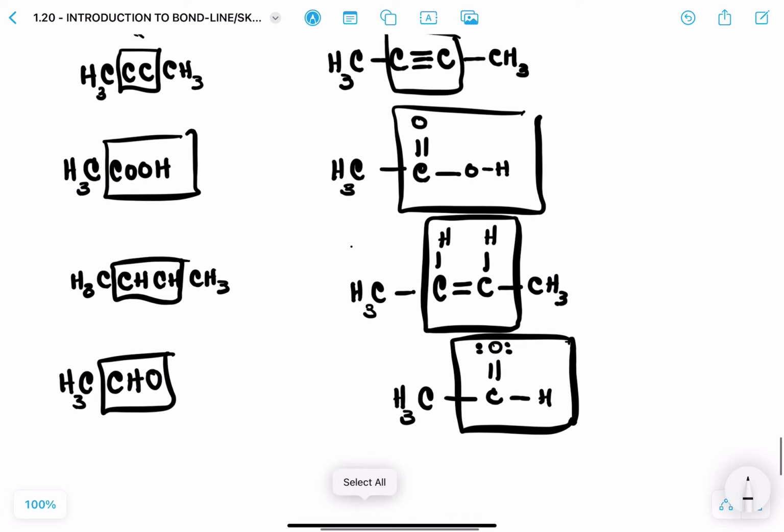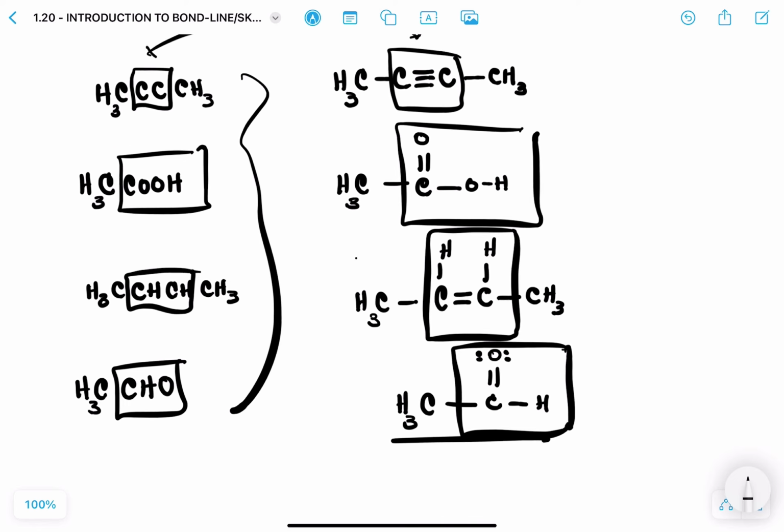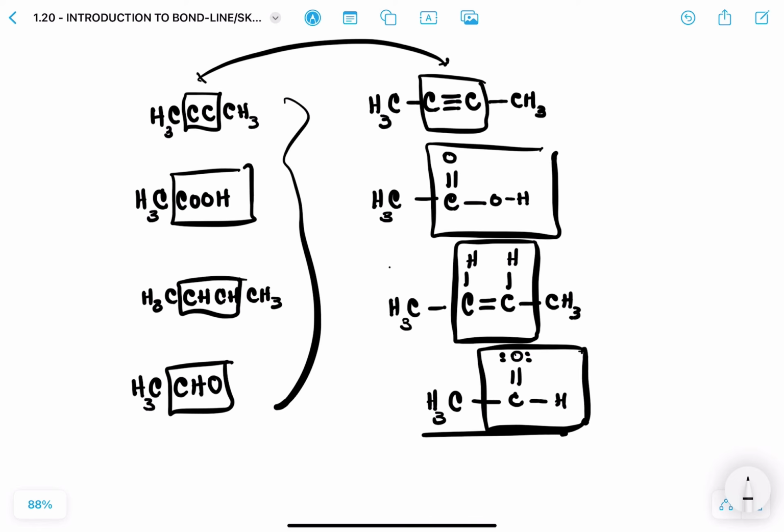Right, so when you start to see these in the condensed form, you should immediately start to picture these on the right. Now, these aren't fully correct Lewis structures on the right-hand side. I didn't bother to draw it correctly. I just wanted to show you the patterns that occur with condensed structures.